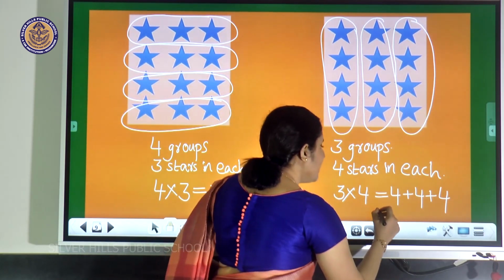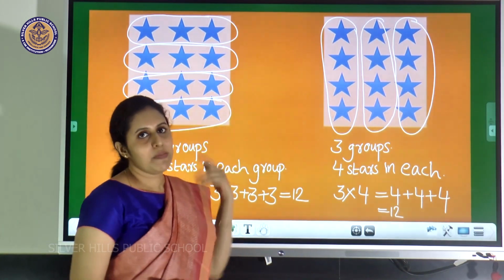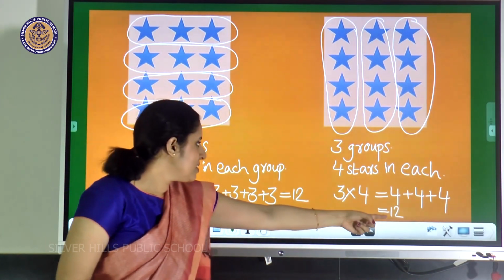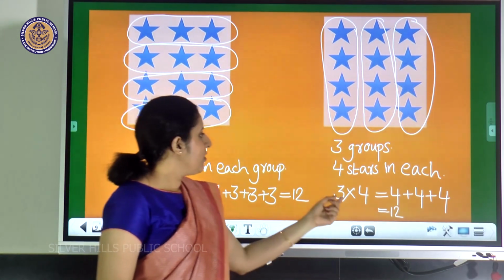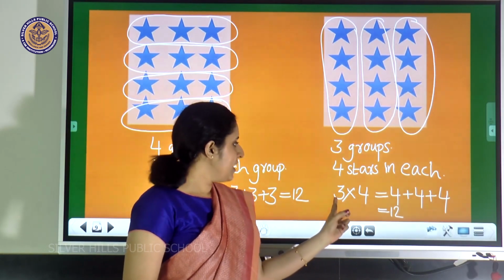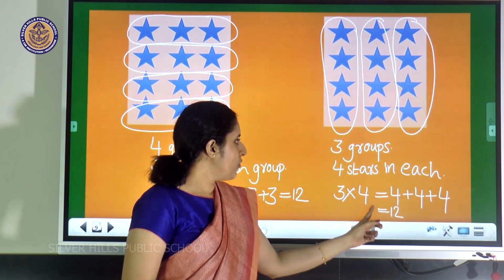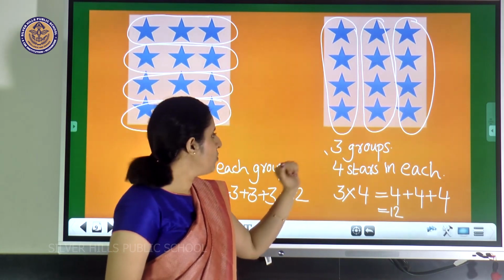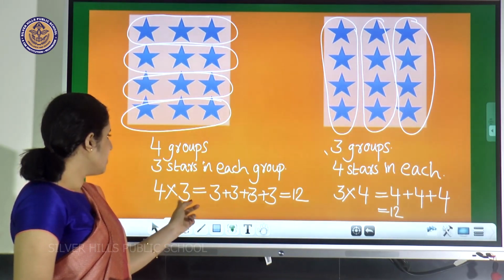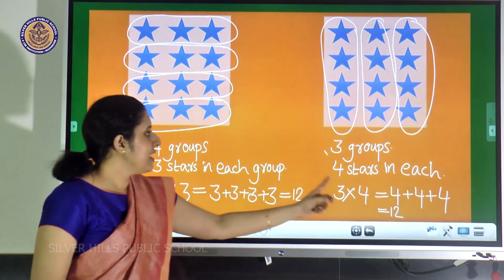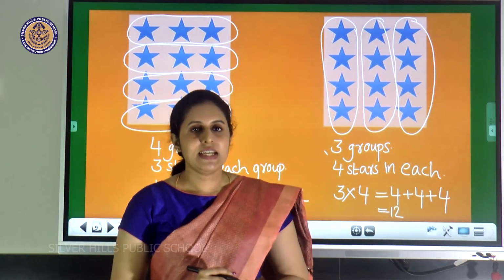So, here again the answer is 12, and that is no surprise. Why? Because you can see they are both the same. So, here the answer is 12, here the answer is 12. But where did we notice a difference here? Yes, in the multiplication sentence, here it is 3 into 4. Why? Because here are only 3 groups. Here there were 4 groups. So, the multiplication sentence was 4 into 3 here. Here it is 3 into 4. I hope this example is clear to you.